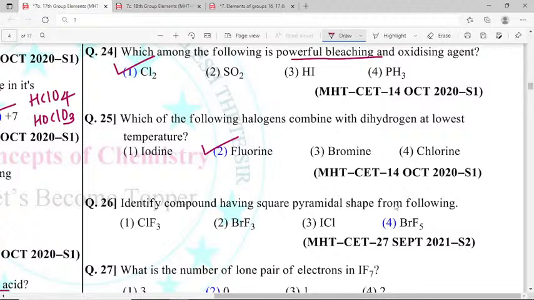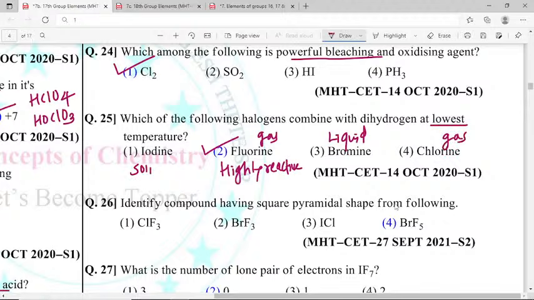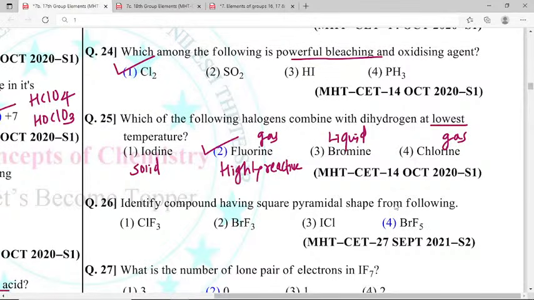Which of the following halogens combines with dihydrogen at the lowest temperature? Fluorine, since it is highly reactive. Always remember, fluorine is highly reactive. Fluorine is a gas. Bromine is a liquid. Chlorine is a gas. Iodine is a solid.